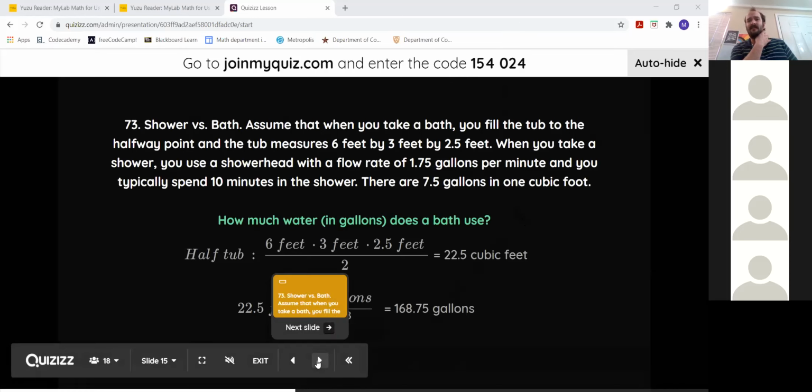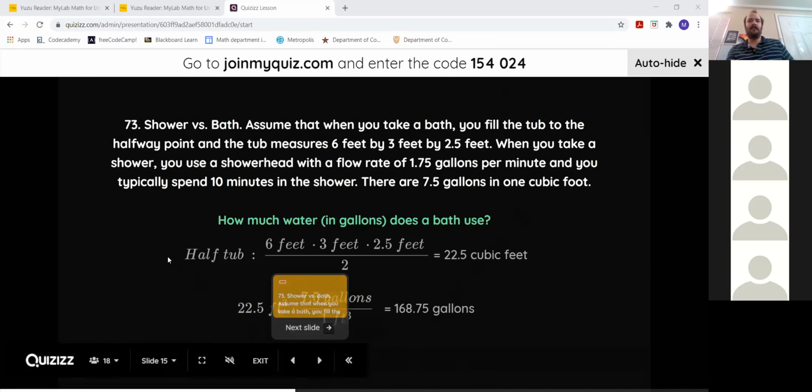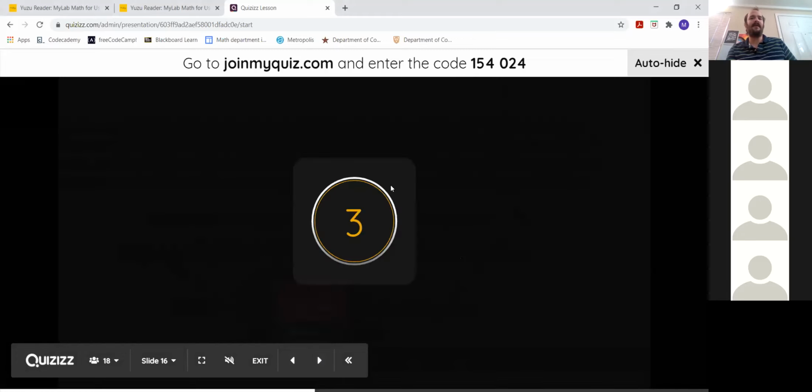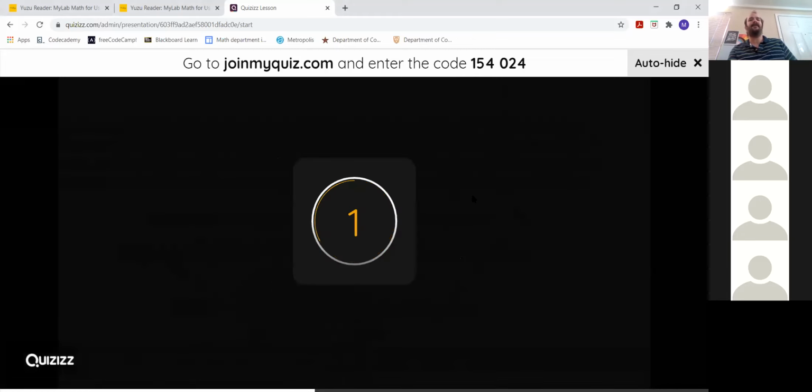Any questions about this one? How to get this one? Why we're doing anything? How's it doing? All right, so the next thing is the shower. How do we figure out the gallons that are in the shower?